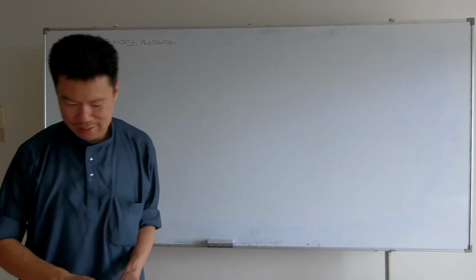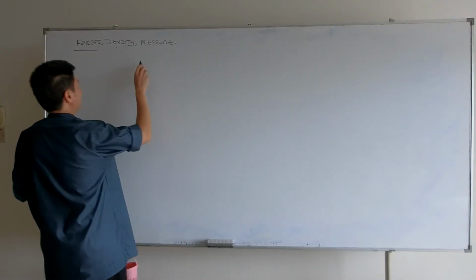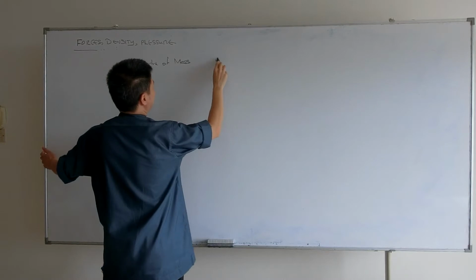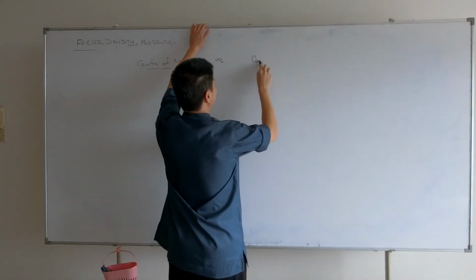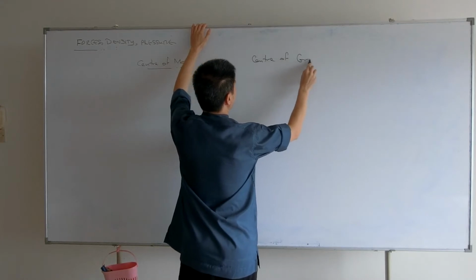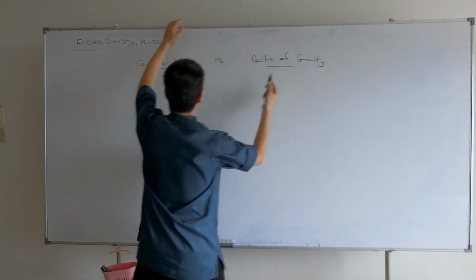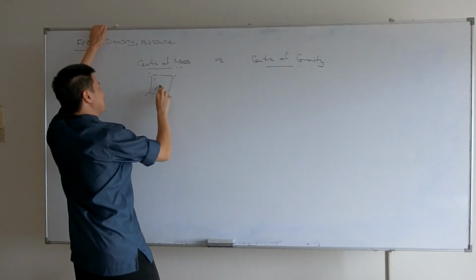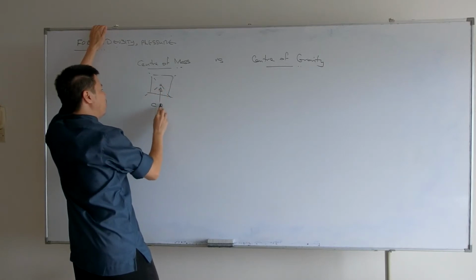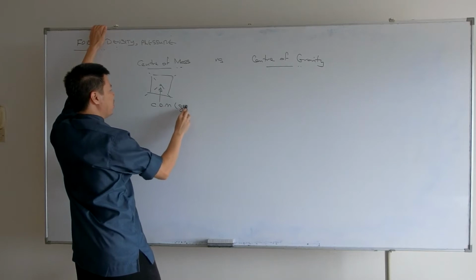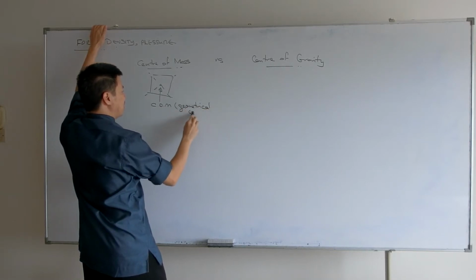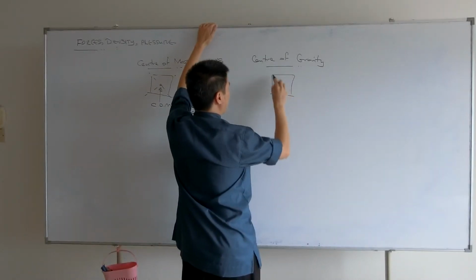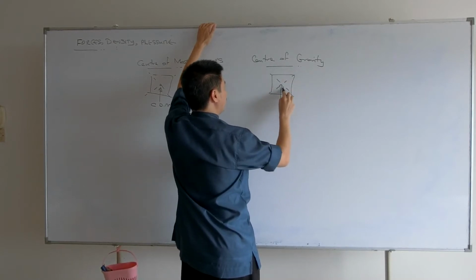We've got center of gravity and center of mass. Two different things. You have center of mass versus center of gravity. So, if you've got a square object, your center of mass, your COM, will be at the geometrical center. Center of gravity, if you've got a square object, will also be at the same location.